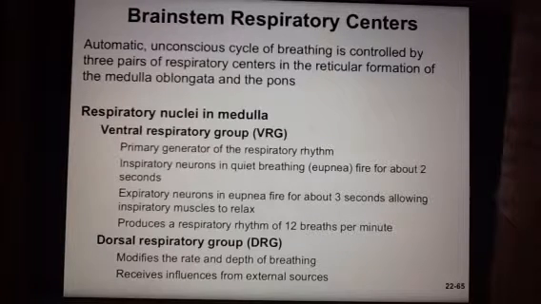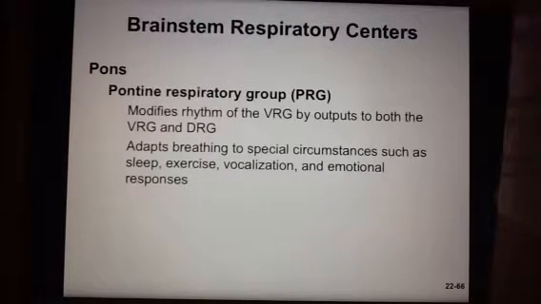So the dorsal respiratory group, we see this when the modified respiratory needs to happen, or the rhythm needs to be modified. It basically tells the VRG when we need a different rhythm other than 12 breaths per minute. And so this can speed up breathing, slow down breathing, and it receives influences from external sources, which we'll talk about shortly. And then finally, the PRG, the pontine respiratory group, can also modify the original rhythm.